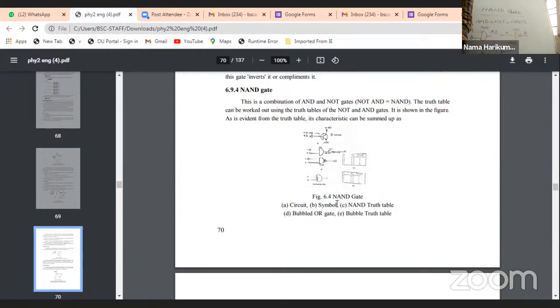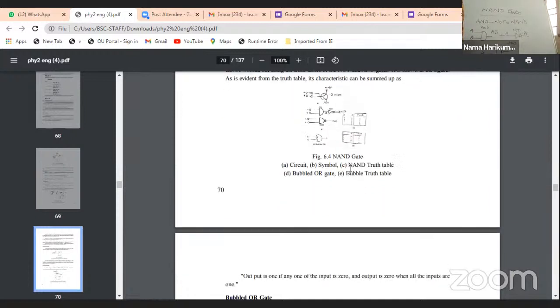So next, after the symbol, we connect the circuit values. This is the circuit. These are two diodes. The two diodes are connected to the transistor, and then the output values. You see that one. These are the A and B values. Next is the NAND gate truth table.